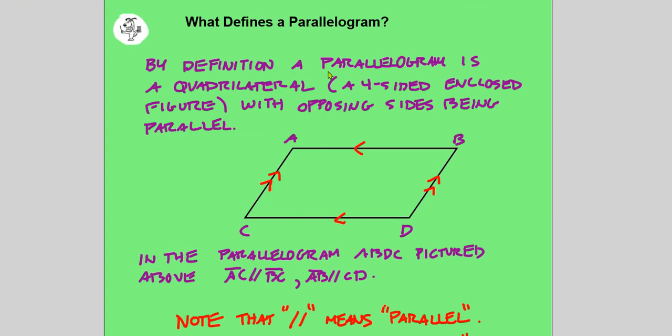So what is a parallelogram? By definition, a parallelogram is a quadrilateral, quad for four sides. So a quadrilateral is a four-sided enclosed figure, and in a parallelogram, opposing sides are parallel. I have written down here segment AC is parallel to segment BD. And I wrote that wrong. Notice here that's not correct. That should be BD, not BC. So let's fix that.